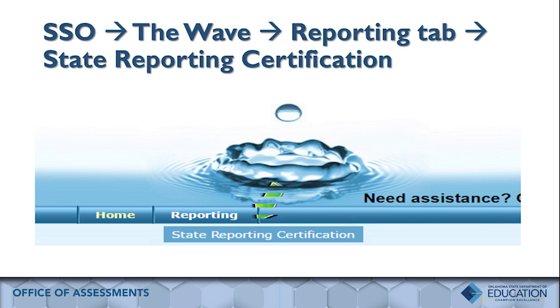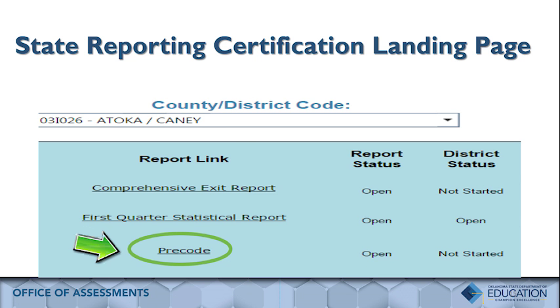Once logged into the single sign-on, scroll down to the WAVE portal. Once in the WAVE, go to the Reporting tab and find the State Reporting Certification. From there, open the Precode application. Please note that no data is actually changed in this report. All changes must be made in your Student Information System, which is then sent back to the WAVE and loaded into the application, similar to the October 1 Consolidated Report.